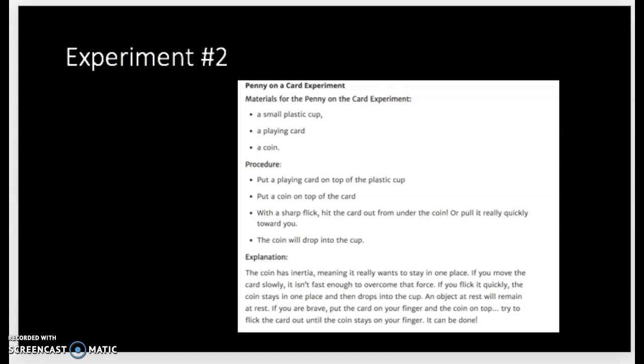So I want you to try the last part. It says, if you are brave, place the coin on your finger, the card on your finger and the coin on top of the card, and try to flick the card out until the coin stays on your finger. So you're no longer working with the cup. You're just working with your card. So you have to keep your finger still and the card fast. And if you can do that, I want you to explain it to me in the Google Classroom that's with this video.